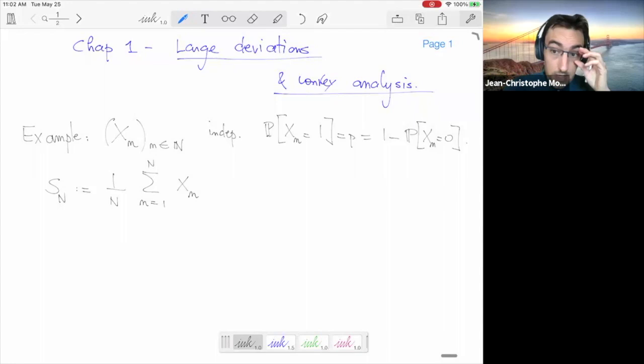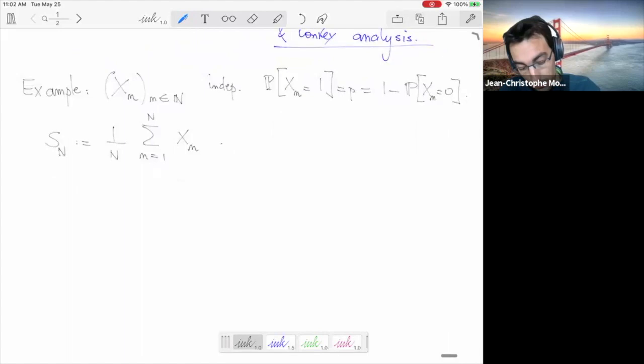And this question is not answered by the central limit theorem, because the central limit theorem tells us about deviations from p of order 1 over square root of n. But here we are asking about deviations of order 1. So that's why it's called a large deviation. So the typical deviation of Sn is of order 1 over square root of n. And here we are going to ask about order 1 deviations.